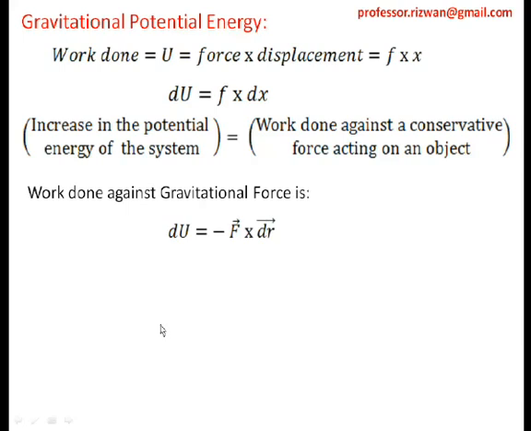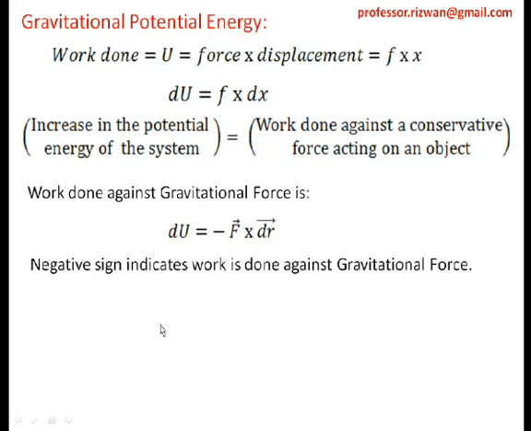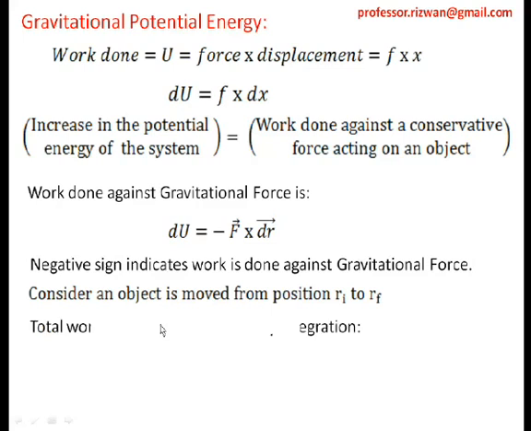So force into displacement, but here dr is the distance from the center of the earth to the object, the height of the object. Why minus? The negative sign indicates work is done against the gravitational force towards the center of the earth, and we are taking the object away from the surface of the earth, so it is in the opposite direction. Consider an object which is moved from position Ri to Rf. The initial position of the object is Ri, and the final position is Rf. Now the total work done can be obtained by integration. So if we integrate that equation, delta U is equal to the integral from Ri to Rf of minus F dr.